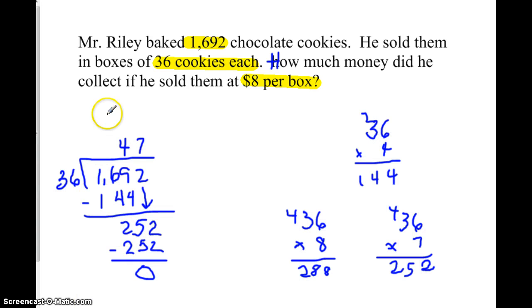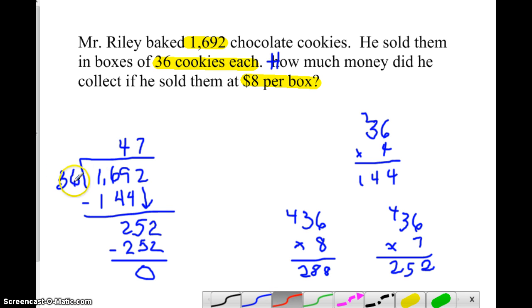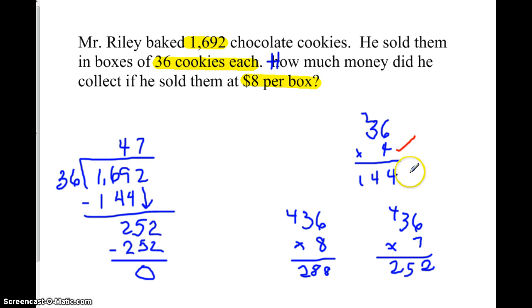Okay, so here's the work that I did. So I set my problem up. 1,692 cookies, 36 cookies in each box. So he has 47 boxes. So I just want to show you my thinking over here. I looked at this and I said, well, let me round this to 40. And then I know 16 divided by 4 is 4. So that's how I got this starting spot. And it worked. So then I put the 4 up here. I did all the work. Then I did the same thing.